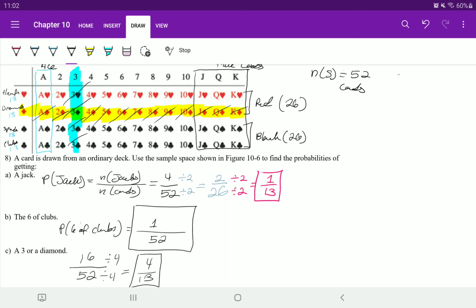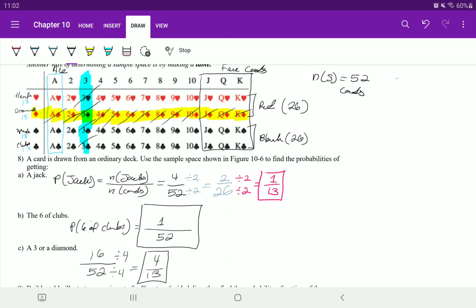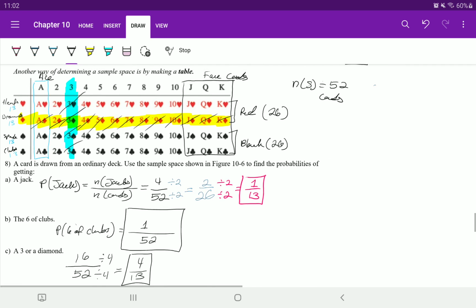All right, guys, hope you found this helpful. That is it to the videos on cards and the sample space. Please memorize the card sample space, or at least, for the most part, become familiar with the card sample space.